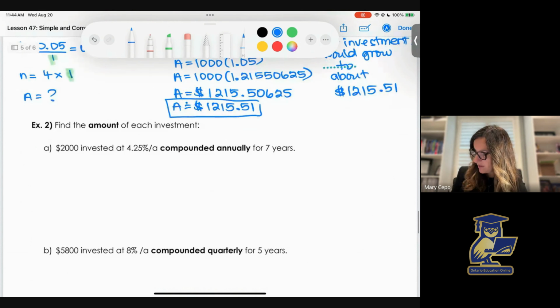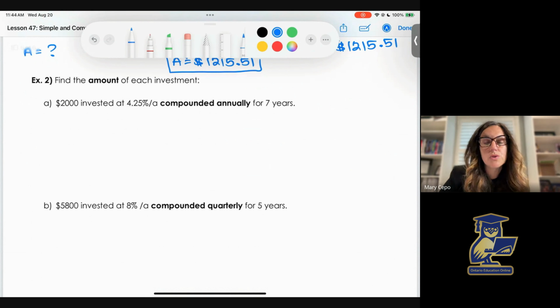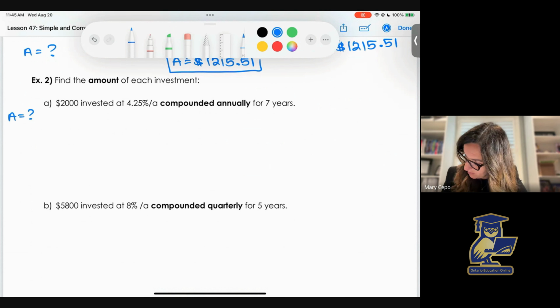Okay, so let's practice this. Find the amount of each investment. We have $2,000 invested at 4.25% per year compounded annually. In the wording of the question, you will know you're using compound interest over simple interest because it would always say compounded, and then it tells you the compounding period, whether it's annually, semi-annually, or quarterly, and it always follows the word compounded. This is for 7 years. The principal is how much we are investing, so in this case, 2,000. I is always per compounding period. So if we took 4.25 divided by 100, it would be 0.0425. The compounding is annually, so you just divide that by 1.